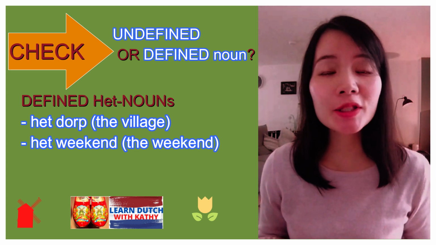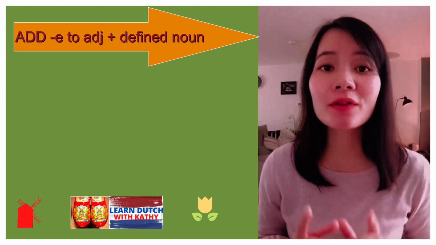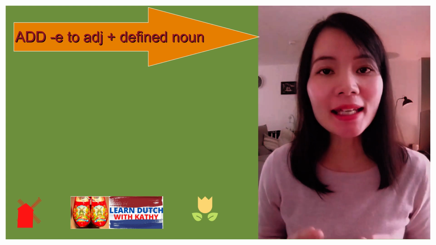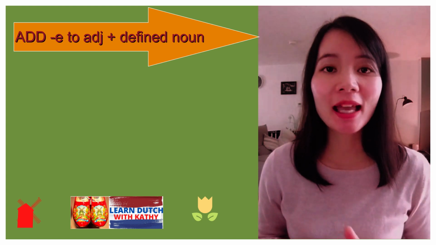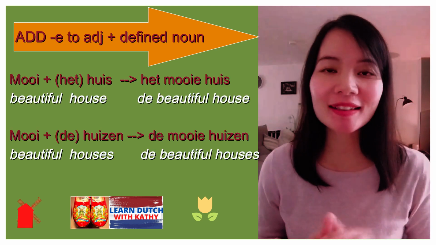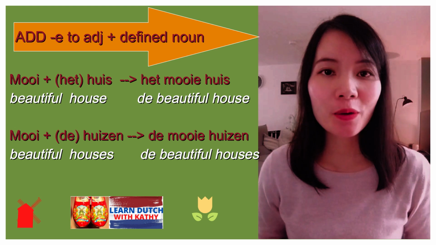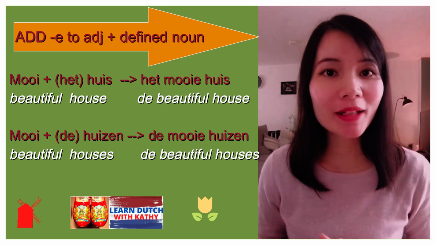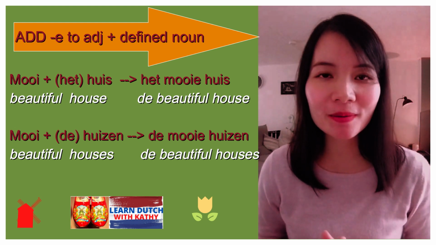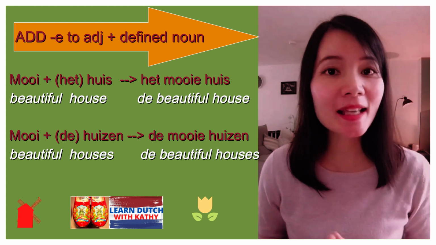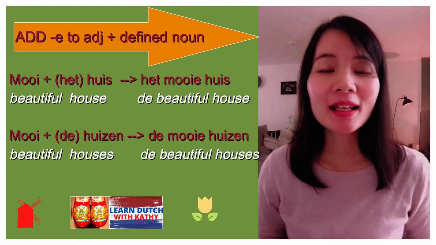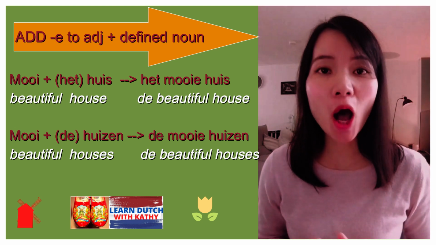So once we already determined that the noun is defined, it is very easy. We just simply add the e at the end of the adjective and put the noun after that. For example, we have adjective mooi and the noun het huis. So we're gonna have het mooie huis. And the same adjective mooi with the noun de huizen. We got de mooie huizen.